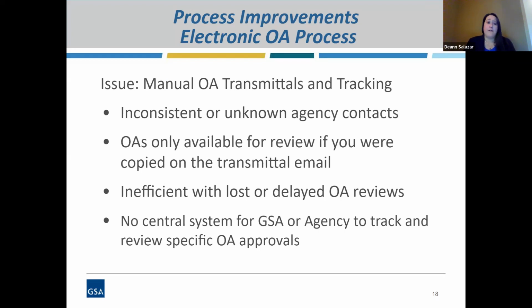So right now, if you're familiar with the OA process, someone at GSA creates the OA and then attaches it to an email and sends it over to their agency counterpart. They might also copy an agency mailbox if your agency has set one of those up. But other than that, it's just between those personal inboxes. So if you needed to review where that OA was, you needed to find the person that it got sent to and have them forward it to you.